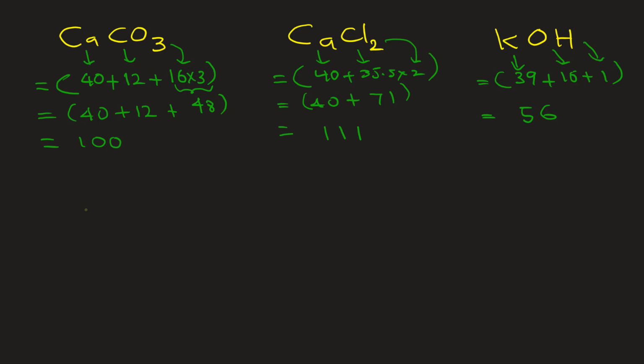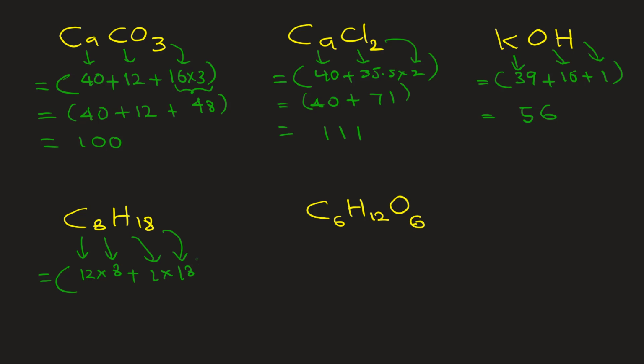So let's look at a bit different ones. So this is C8H18 and C6H12O6, that is glucose. What is in the blood, what is possibly in the urine, right? Okay, so carbon 8, 12 times 8, hydrogen 1, 18, so that's 12 times 8 plus 1 times 18, so that will come to 12 times 8 is 96, 1 times 18, 18, total is 114 grams per mole.